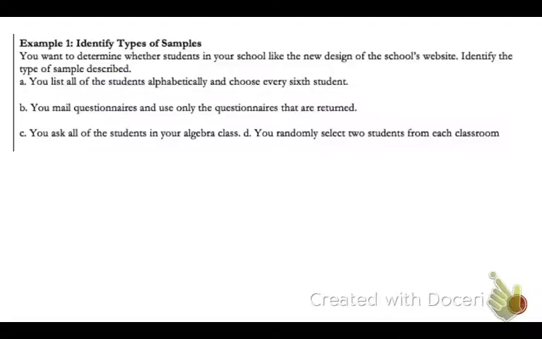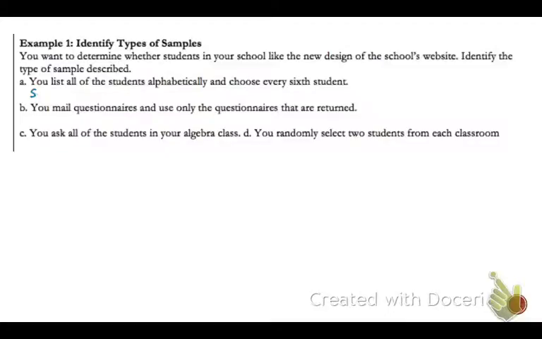So look at example 1. Let's say that you want to determine whether students in your school like the new design of the school's website. Identify the type of sample that's being described, so the type of subset from this population. So the first one says, you list all the students alphabetically, and choose every 6th student. Well, do you see how there's a system to that? So you're listing them all alphabetically and then every 6th student. So this is what we call a systematic sample.